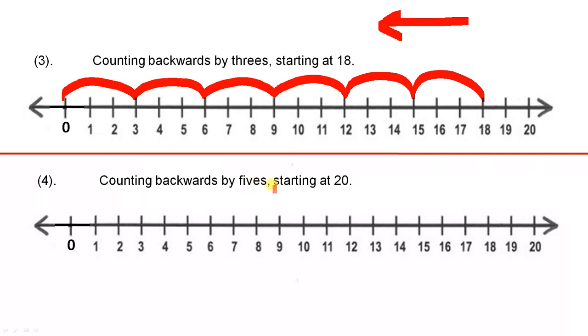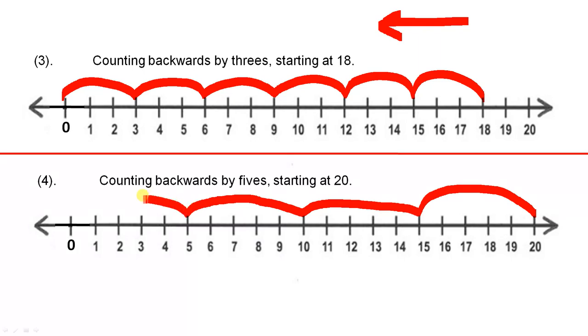Counting backwards by fives, starting at 20. So if we start here, we go back 5 places, 15, 10, 5, 0. So you can see how very, very handy the number line is for doing all those simple calculations.